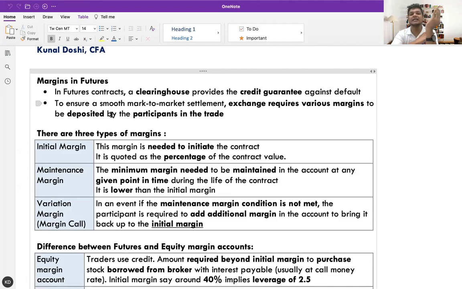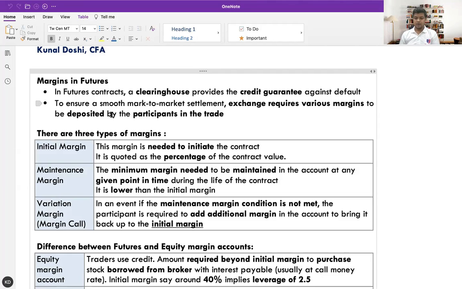ensure that neither the long nor the short defaults. Simple. Why? Because the long can also make losses, the short can also make losses. You don't know where the prices are going, right? So the exchange, which has the job of clearing and settlement through the clearing and settlement agencies, provides the guarantee that there will be no defaults, right? And to ensure this, they will have sufficient margins in their hand, right? So when I want to get into the futures contract, I have to pay margin to the exchange.